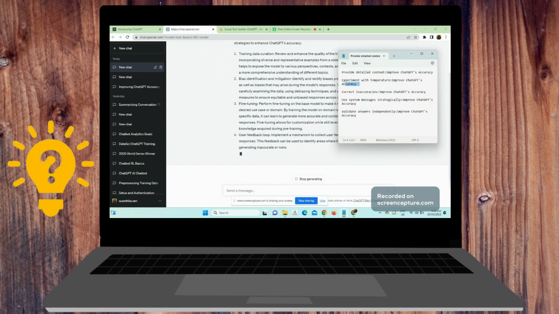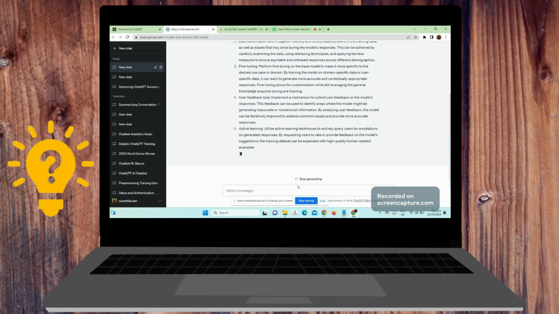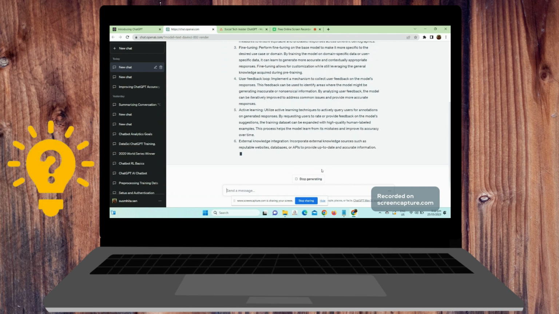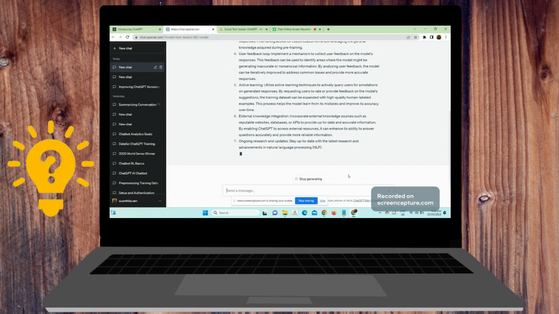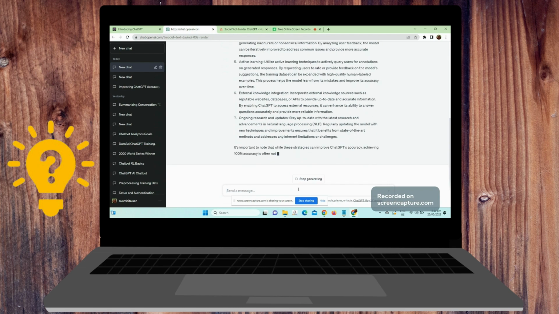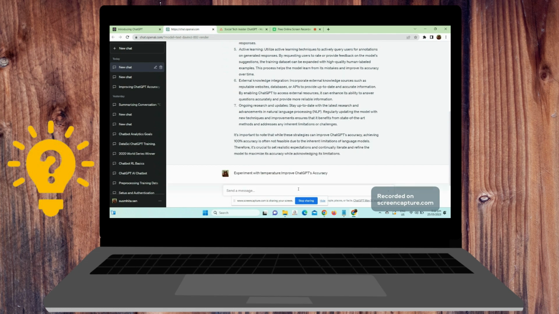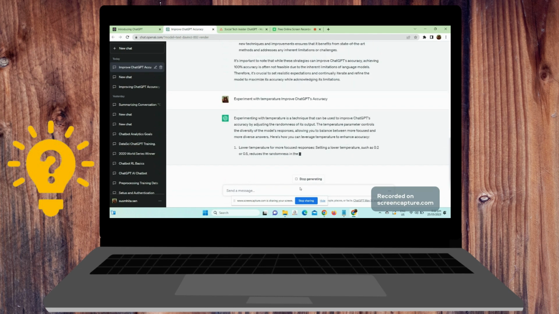Next is experiment with temperature. Adjust the temperature parameter when generating responses. Higher values make the output more random, while lower values make it more focused and deterministic. Experimenting with different temperature settings can help you find the balance that yields the most accurate responses you need.